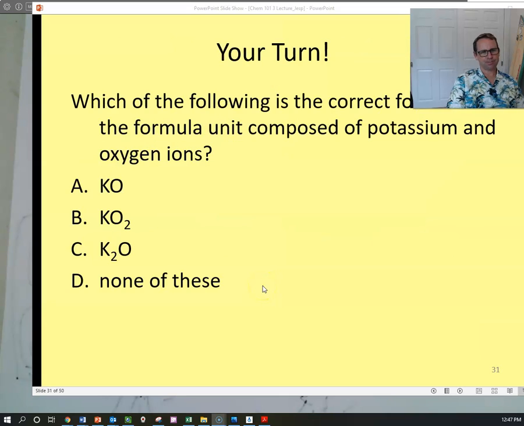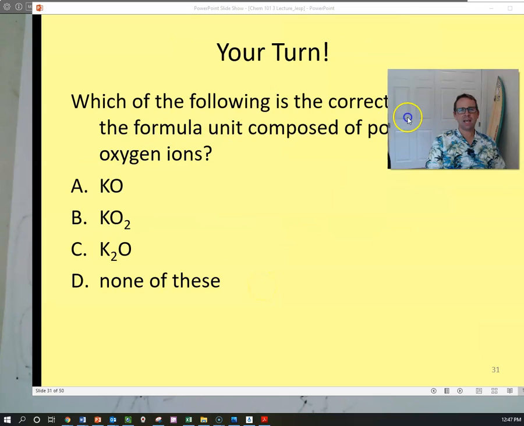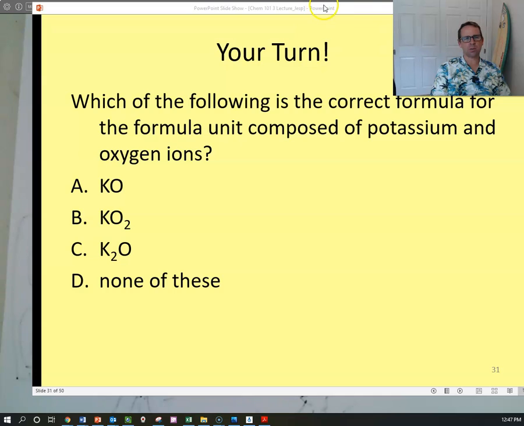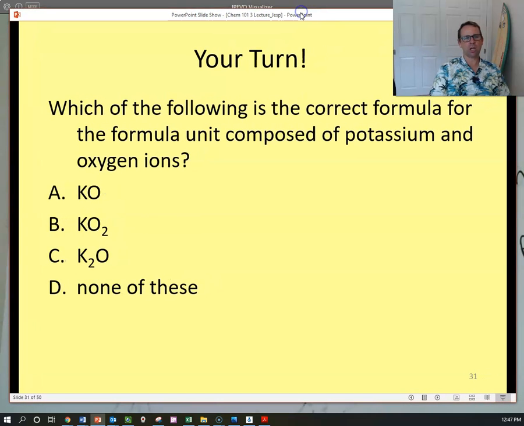Okay, next one here. Potassium and oxygen. Which of the following is the correct formula for the formula unit composed of potassium and oxygen? How do we do this one? Can you look at the periodic table to figure this one out? Potassium, oxygen.